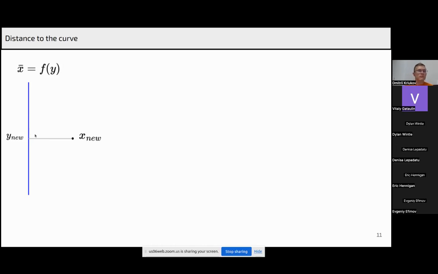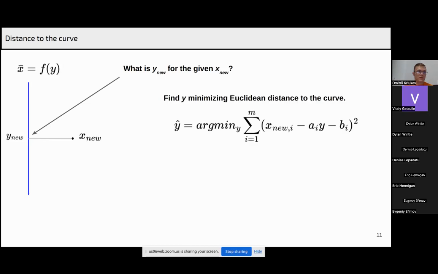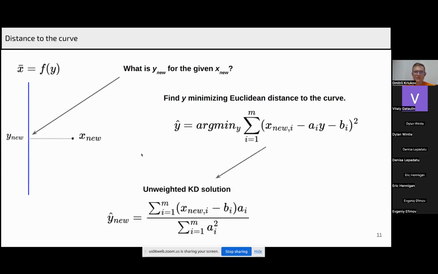It turns out that we can reformulate this problem of finding the best value of y in the following way. Assuming that our points are embedded in the Euclidean space, we may determine this best y cap as just such y that minimizes the distance from x new to this blue line, this blue parameterized trajectory. And what is quite, I would say, tremendous, is that this particular problem has a closed form solution. This solution is called Klemera Doubal solution, or unweighted Klemera Doubal.